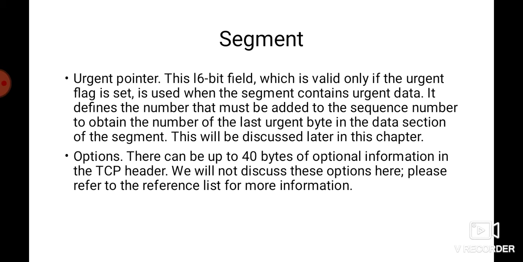Okay, next we have the urgent pointer. This is a 16-bit field which is valid only if the urgent flag is set. It is used when the segment contains urgent data. It defines the number that must be added to the sequence number to obtain the number of the last urgent byte in the data section of the segment. Options: there can be 40 bytes of optional information in the TCP header.